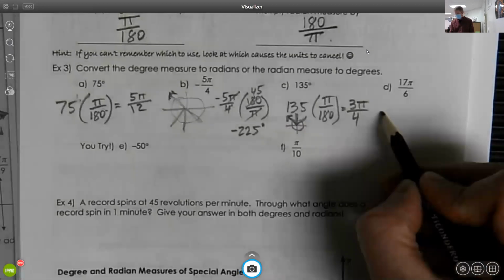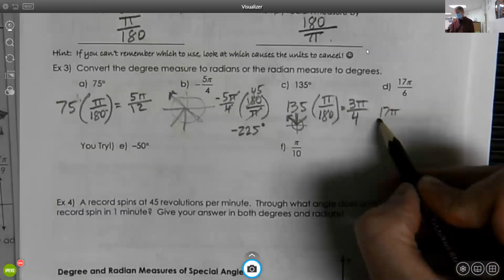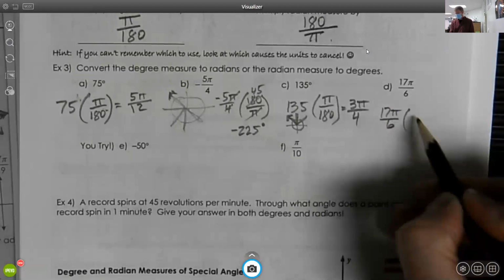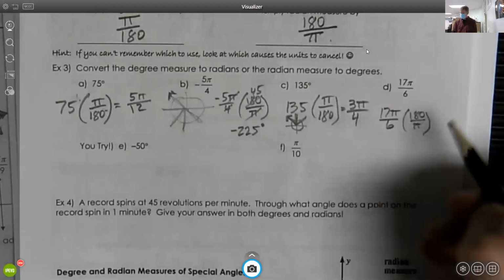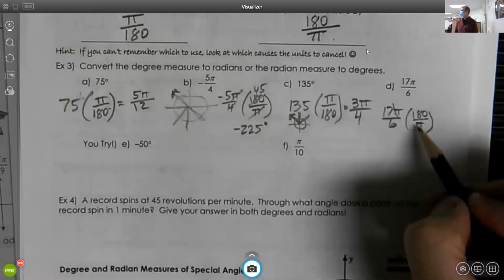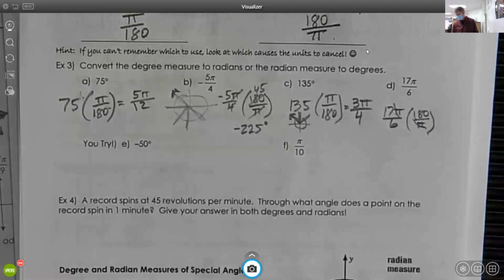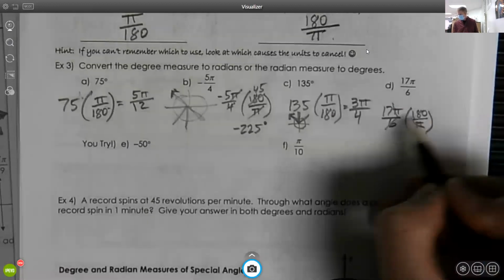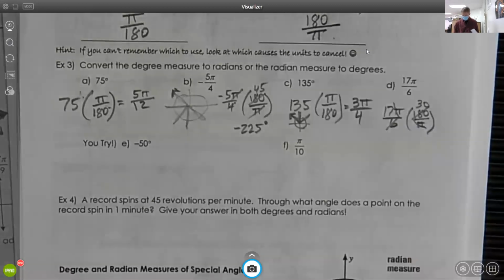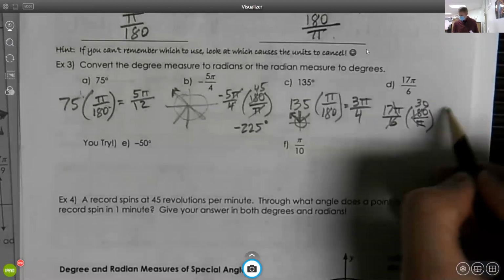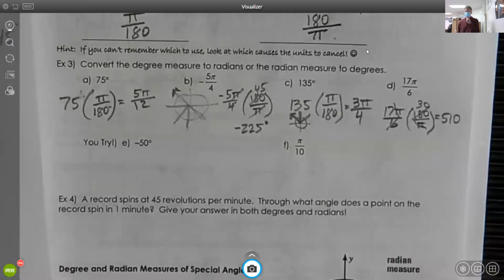Okay, so we have 17 pi over 6. And we're going to say 180 divided by pi, because you want the pi on bottom to cross off with the pi. So you're left with just degrees. So 6 goes into 180 30 times. And I believe it's 510. There it is. 30 times 17 is 510.